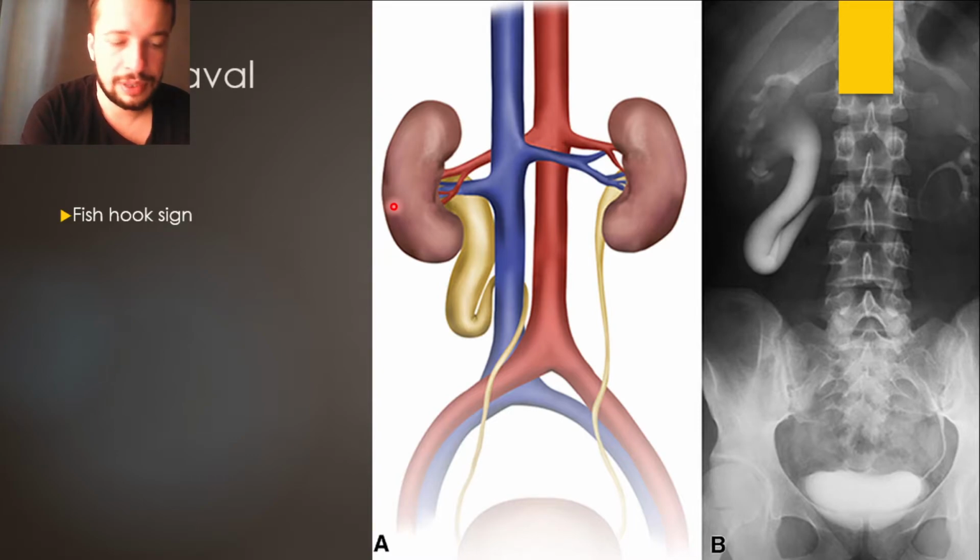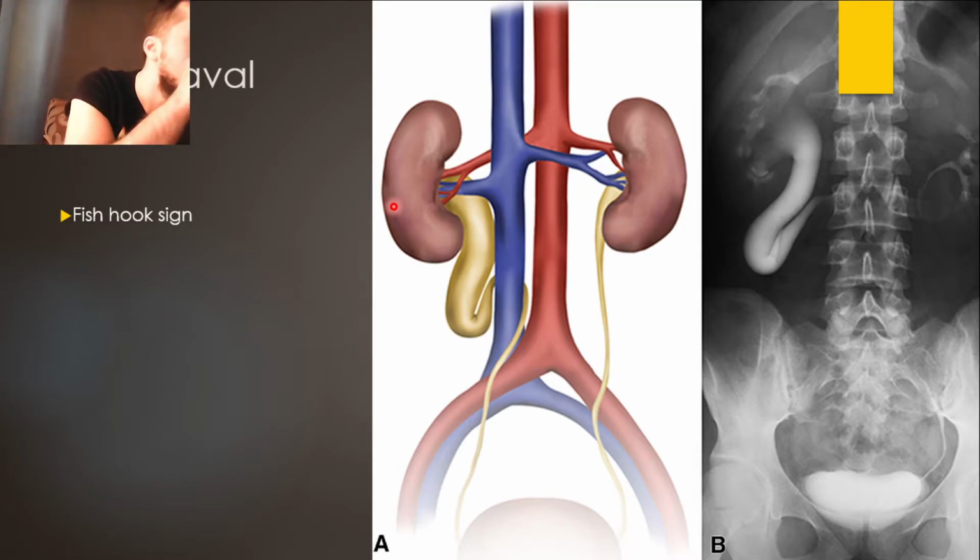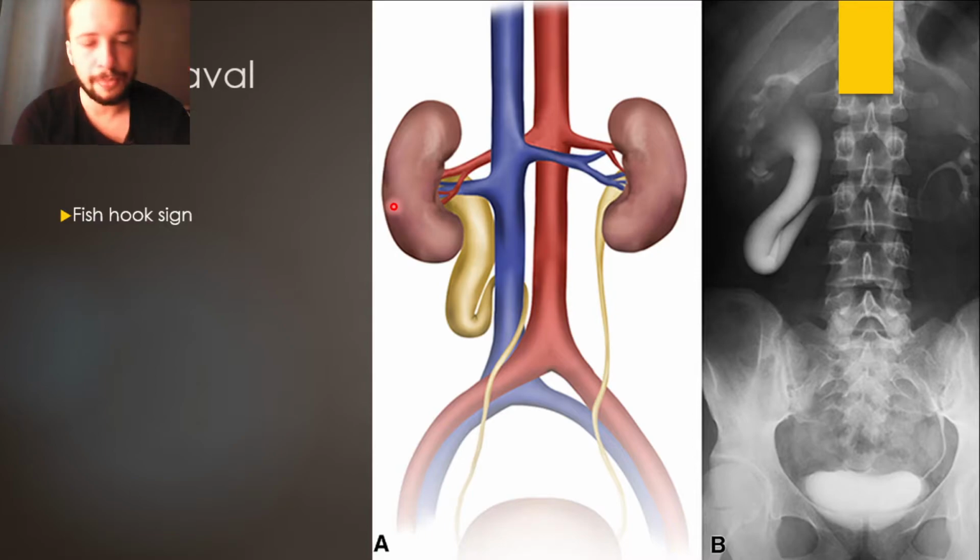Retrocaval ureter is a rare entity where the course of the ureter becomes posterior to the inferior vena cava at the level of L3-L4. Type one shows moderate to severe hydronephrosis with S or fish hook deformity of the ureter at the point of obstruction. The point of obstruction has some distance from the lateral margin of the IVC.